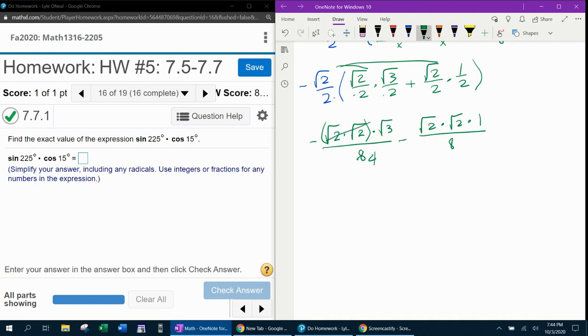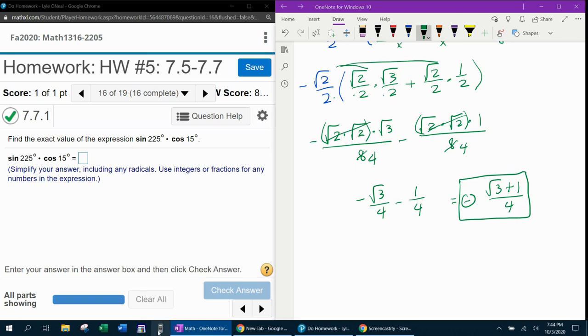Now then, we know that square root of 2 times square root of 2 is just 2, and 2 goes into 8 4 times, so that'll reduce and give us negative square root of 3 over 4, minus, again, square root of 2 times square root of 2 is 2. 2 goes into 8 4 times, minus 1 over 4. And then we can simplify that as negative square root of 3 plus 1 over 4. Do you see if I take the negative all the way out to the front, it actually factors out the negative from the numerator. So this should be our final answer.